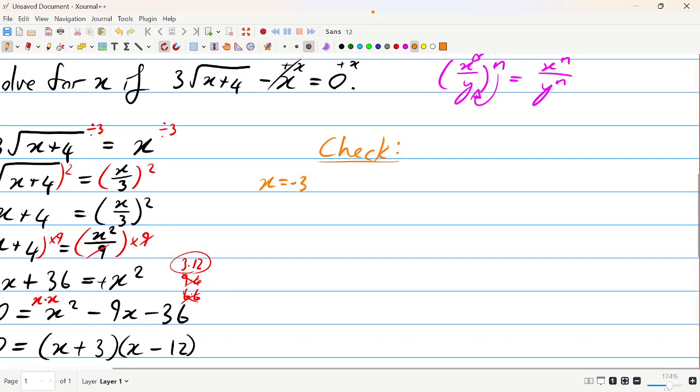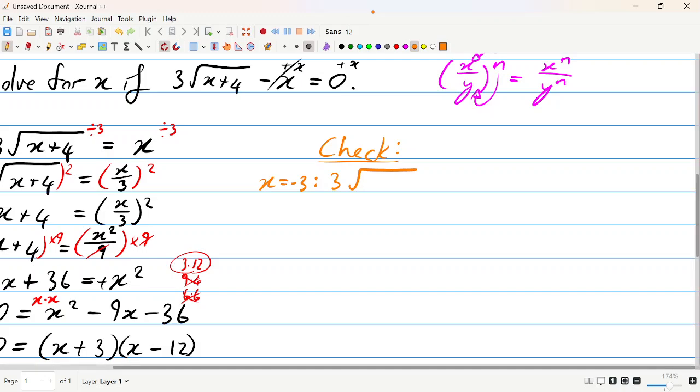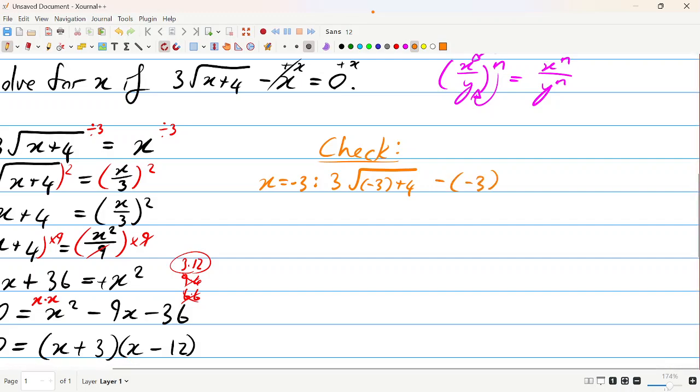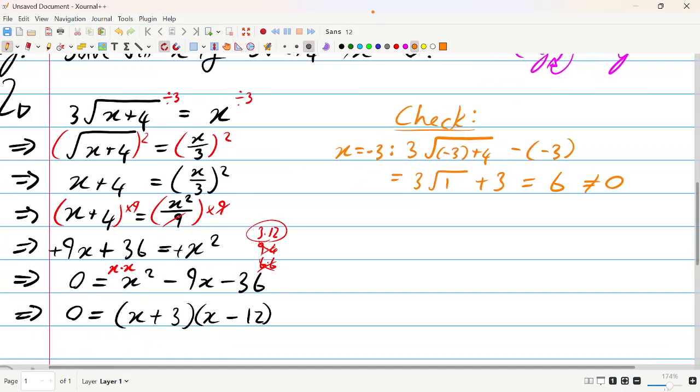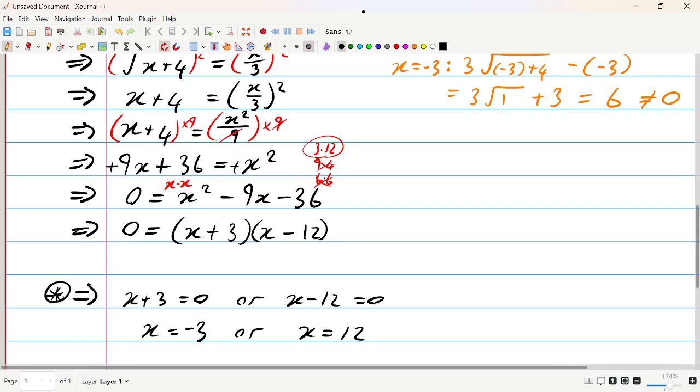So when x is equal to negative 3, we're going to have 3 into the square root of negative 3 plus 4, minus negative 3. And we need to see if it's equal to 0. From here, negative 3 plus 4 is just equal to 1, so it's the square root of 1. Minus negative 3 is positive 3, so that's 3 times the square root of 1. The square root of 1 is 1, so it's 3 plus 3, which is equal to 6, and that's not equal to 0. So that's invalid. Let's cross out negative 3.